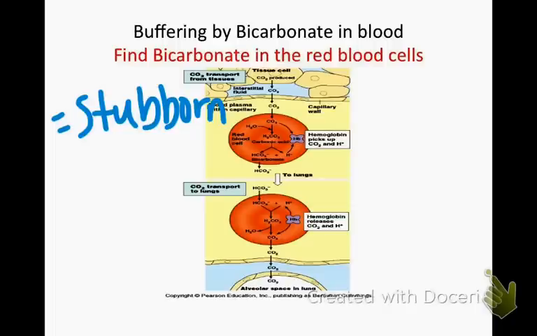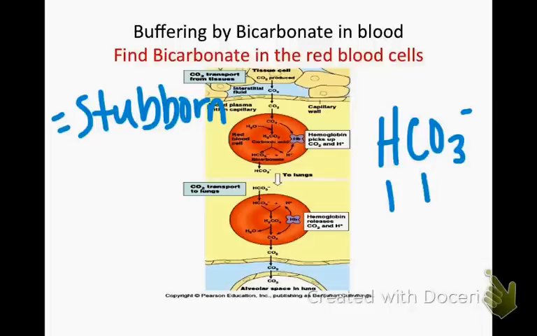Bicarbonate's molecular formula is HCO3 negative. That means that it has 1 hydrogen, 1 carbon, and 3 oxygen. But it has an extra electron, so that's why it's negative.